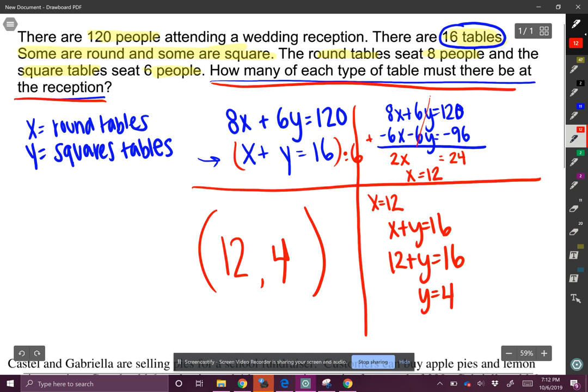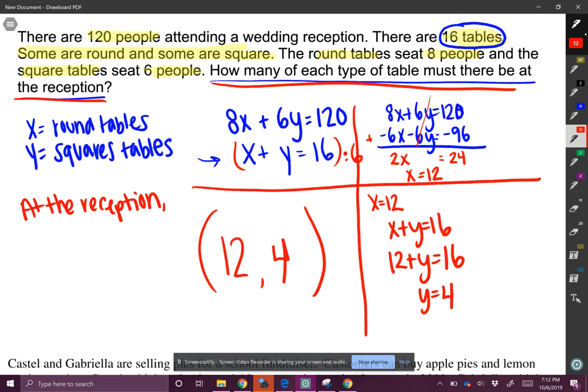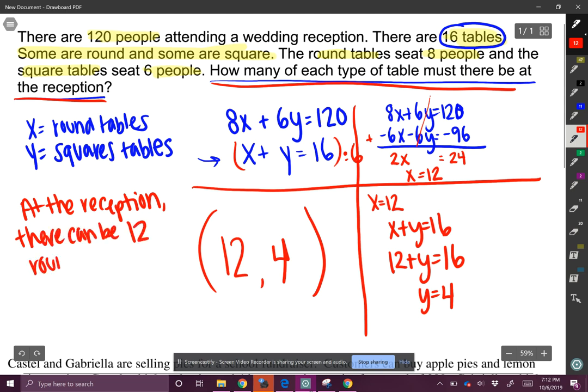How many of each type of table must there be at the reception? So since x represents round tables, we could say at the reception, and again, this is the most important part. It tells me not only do I know how to do the math, but I know what's going on. At the reception, there can be 12 round tables and 4 square tables.